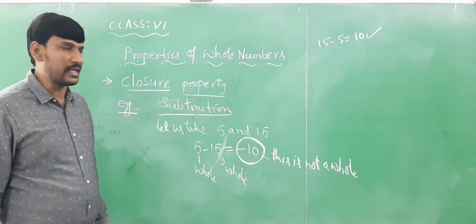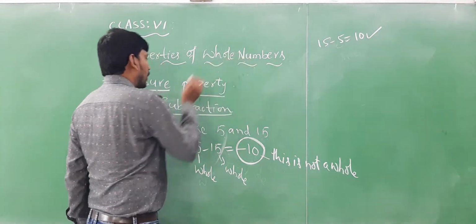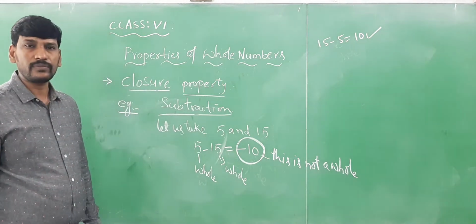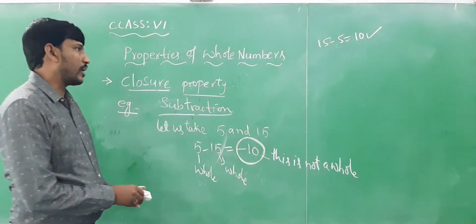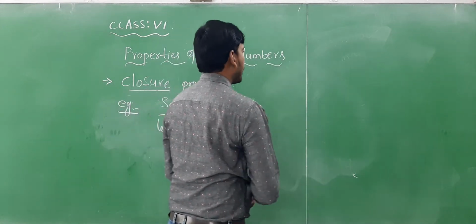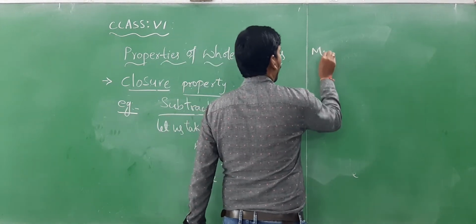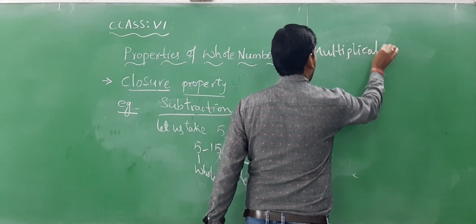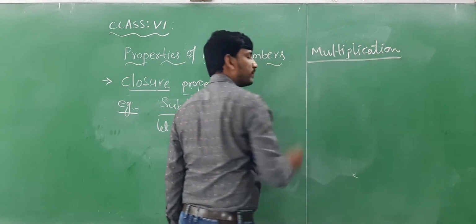That is the statement. Whole numbers do not satisfy the closure property under subtraction. Is this clear, everyone? Now coming to multiplication. Let us discuss multiplication. In multiplication, we need to multiply two numbers. Take any two whole numbers.